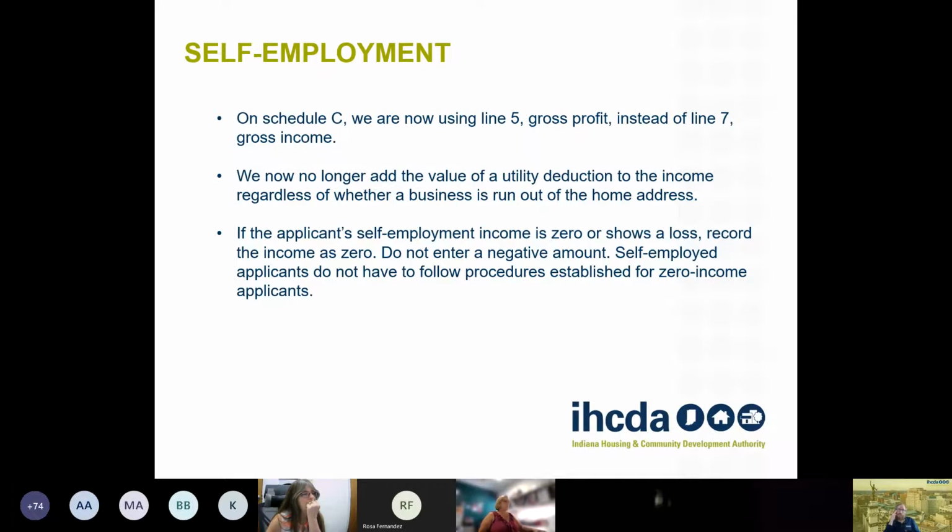And if the applicant's self-employment income is 0 or shows a loss, then you can just record that income as 0. You're not going to enter a negative amount if they show a loss. And self-employed applicants do not have to follow procedures established for 0 income applicants. So they're not going to have to turn in an IVA showing 0 income or anything like that.